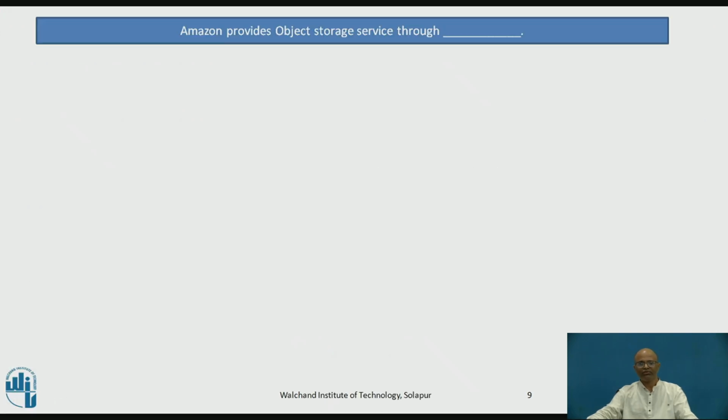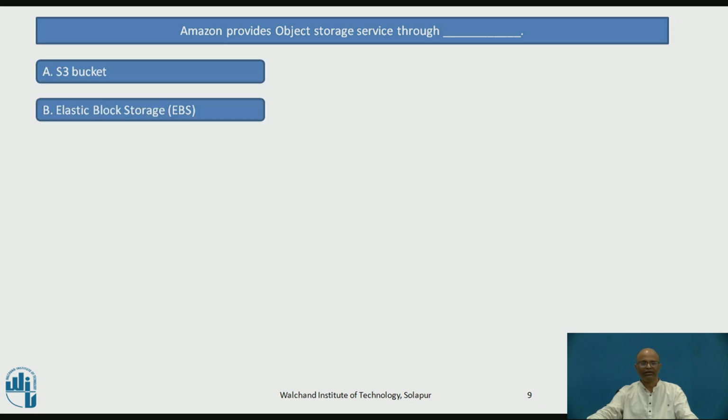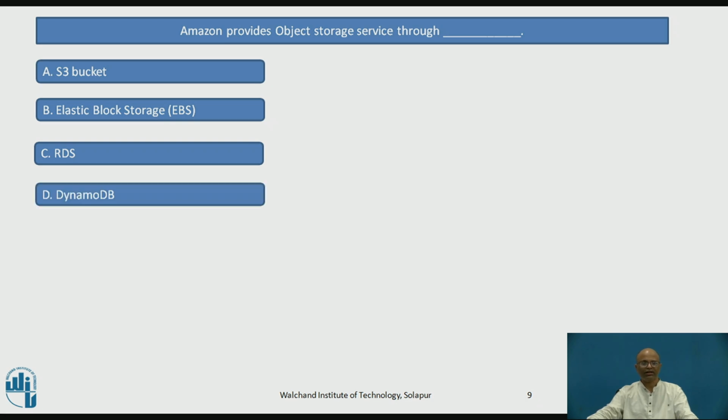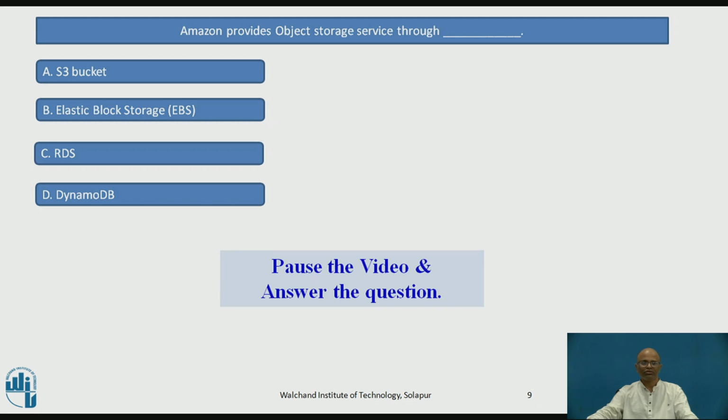It's time for a quiz. Look at the question: Amazon provides object storage service through, the first answer is S3 bucket, the second is EBS volumes, the third is RDS, and the last is DynamoDB. Pause the video and answer this question. The correct answer is A, which is S3 bucket.